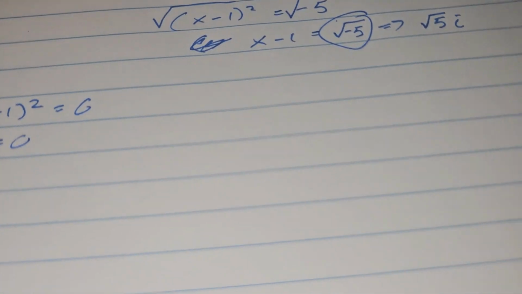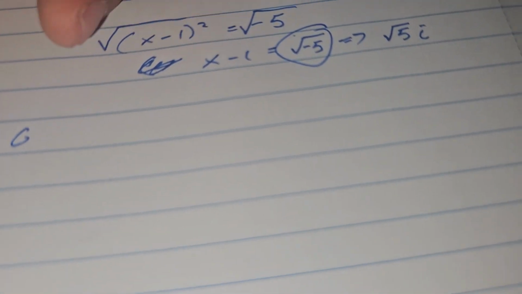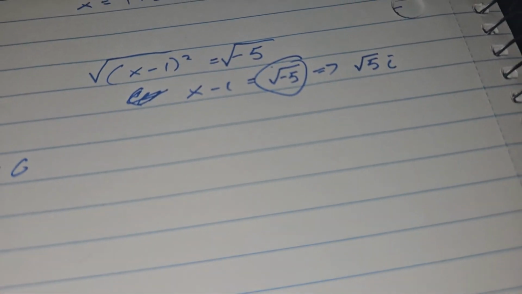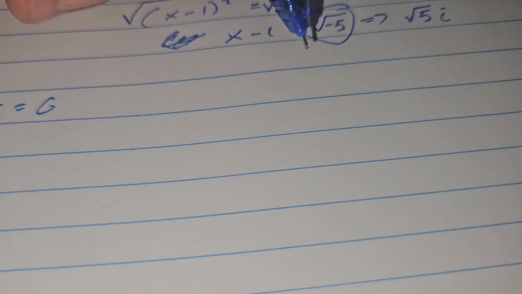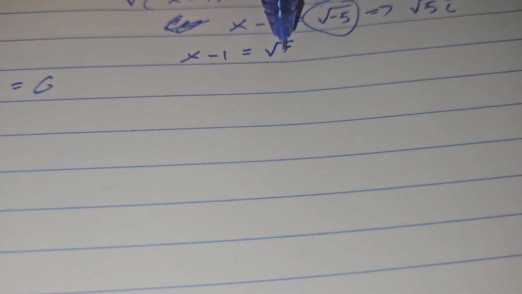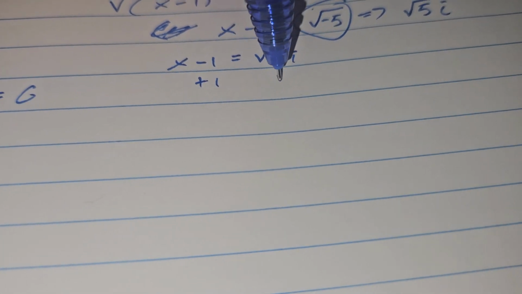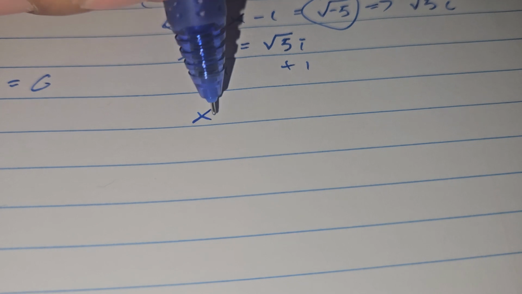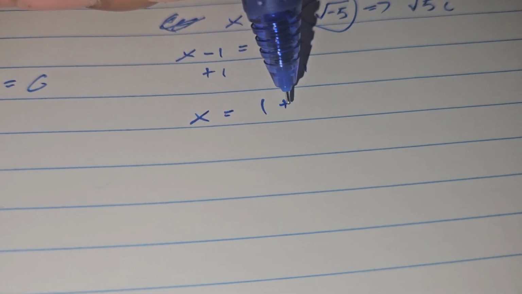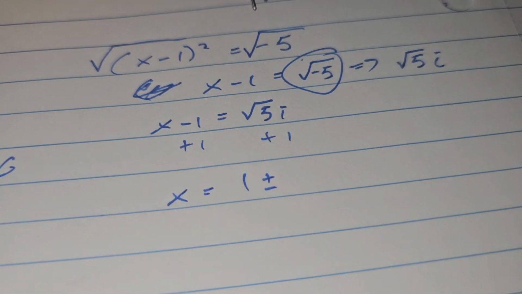I'm just showing you this. So that's a complex number. Square root of a negative number is going to give you pretty much a complex number. So this equals x minus 1 is equal to the square root of 5i. And then after that, you just add 1 to both sides. So this gives us x is equal to 1 plus or minus. Wait, did I put? Oh, wait, no.